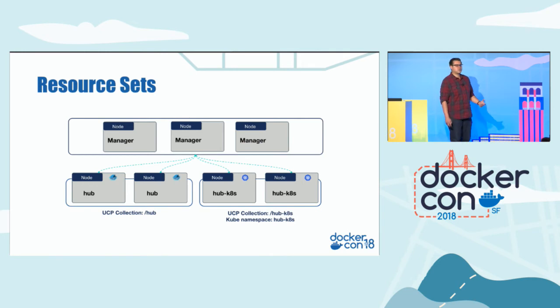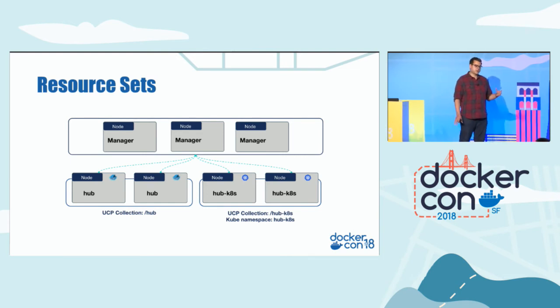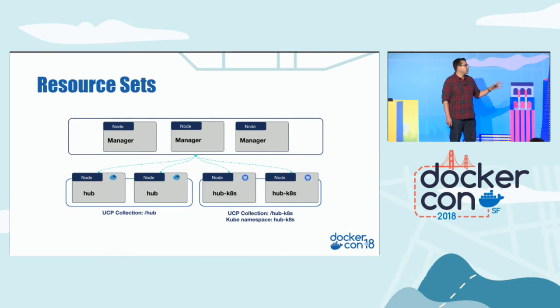A big feature for us that we use really extensively in UCP is resource sets. If you've used UCP with Swarm before, you may be familiar with collections. Collections have now been extended with Kubernetes namespaces as well. Like I said earlier, we run separate collections for Swarm and for Kube. For example, we run a collection within UCP for Swarm Hub and then a collection for Kubernetes Hub.